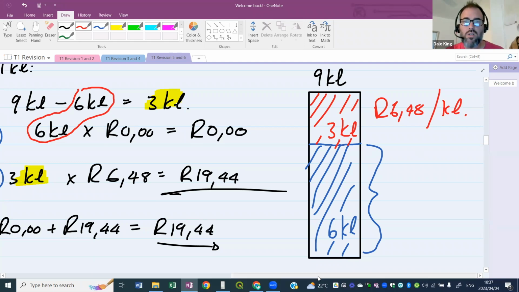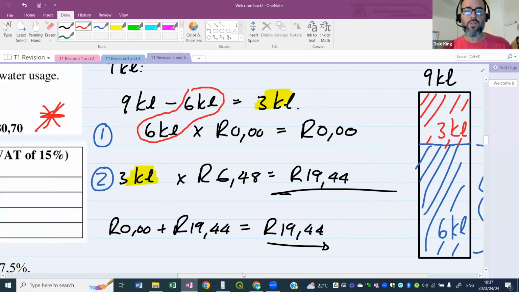Okay. So if you don't use more than 6 kiloliters in 1 month, you won't pay for anything. But if you go over 6 kiloliters, like this person has with 9, you're going to have to start paying. The first 6 are free, but after that, you're going to have to start paying.